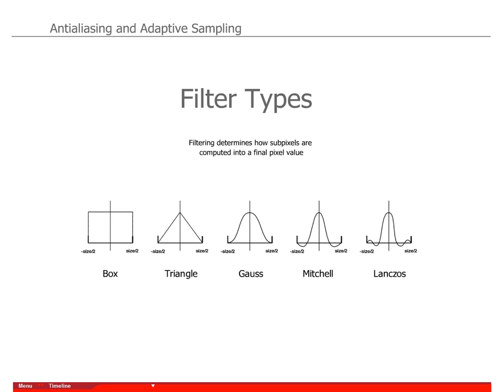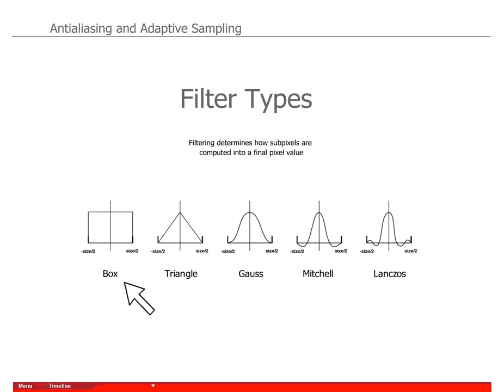You just do an average, for example. You just do a weighting based on distance. That's basically what filtering is all about. Let's say, for example, box is simply doing a uniform weighting. So this is a pixel being seen from sideways. All the samples within the pixel will have the same weight. So a subpixel at the edge of the pixel will have the same influence over the final pixel color as the one in the middle.